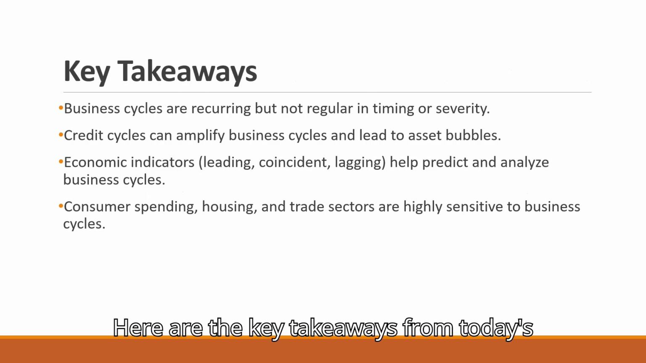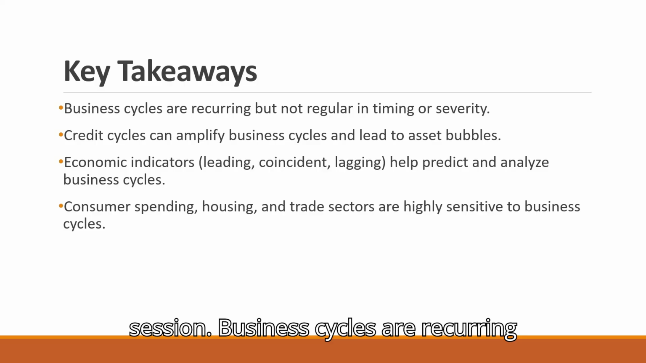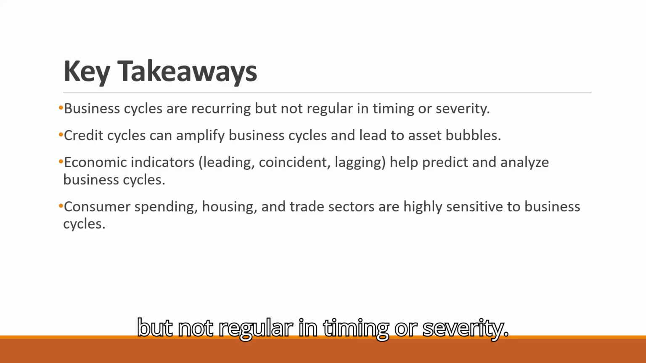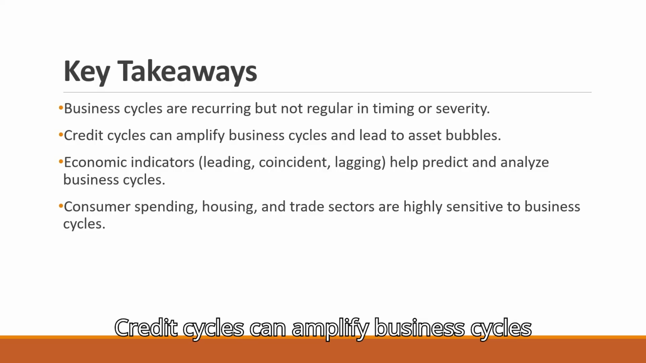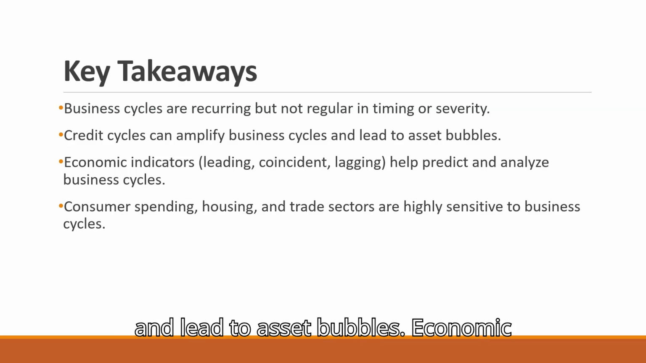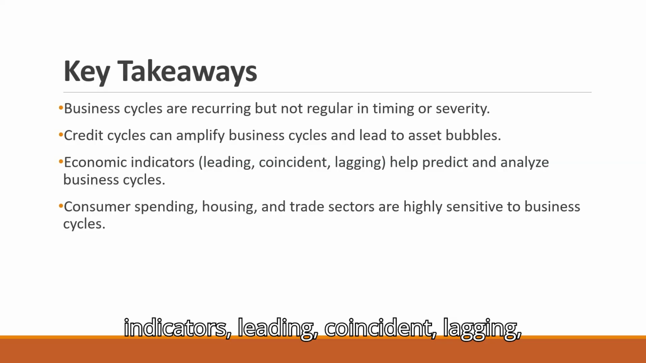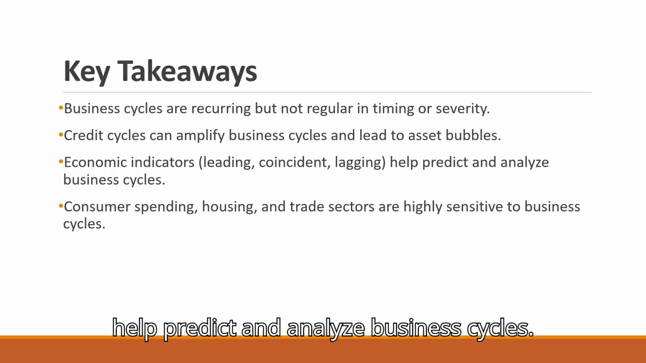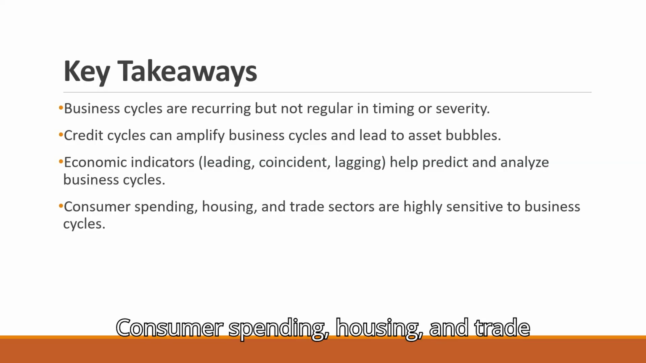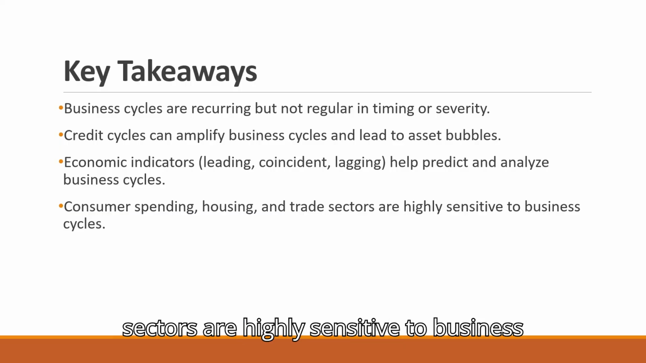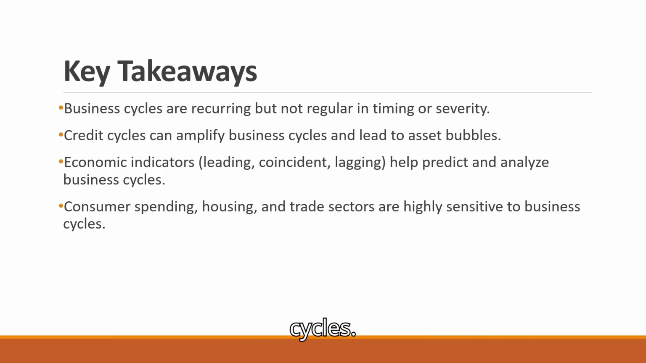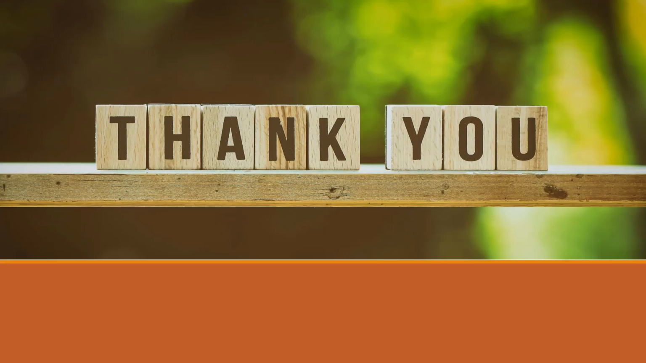Here are the key takeaways from today's session. Business cycles are recurring but not regular in timing or severity. Credit cycles can amplify business cycles and lead to asset bubbles. Economic indicators, leading, coincident, lagging, help predict and analyze business cycles. Consumer spending, housing, and trade sectors are highly sensitive to business cycles.